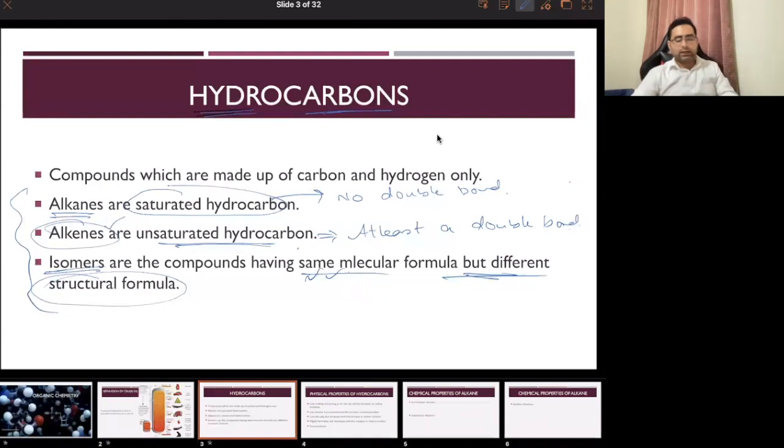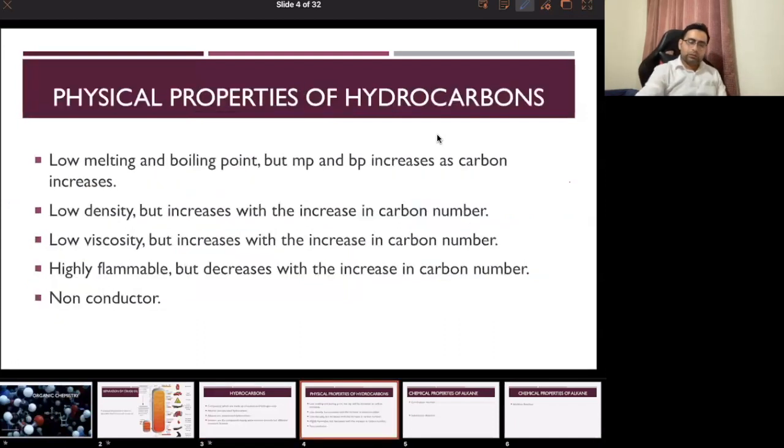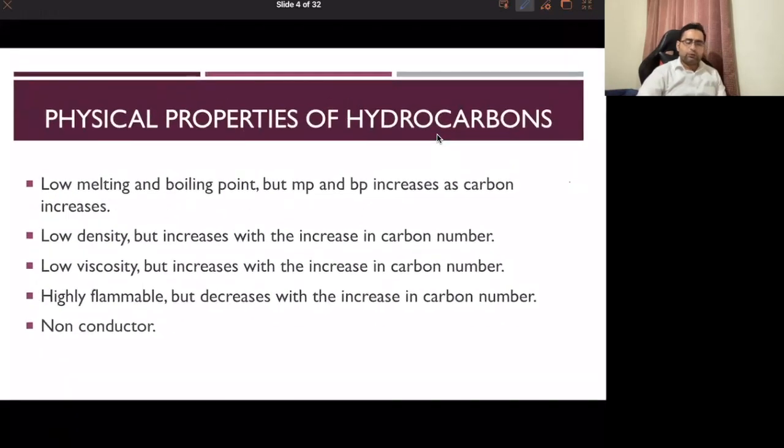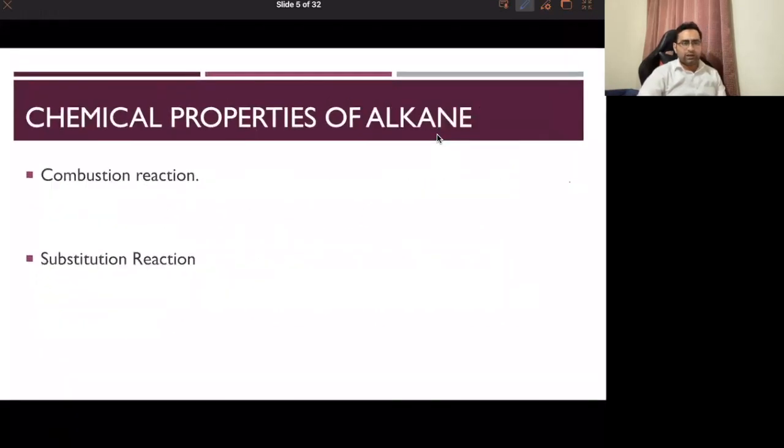So this was hydrocarbons and isomers. Only number 1 or 2, they were isomers. 1, 3, 4, and 5 are not isomers of each other because they have the same structure. Here, these are the physical properties of hydrocarbons. You don't need to memorize this.